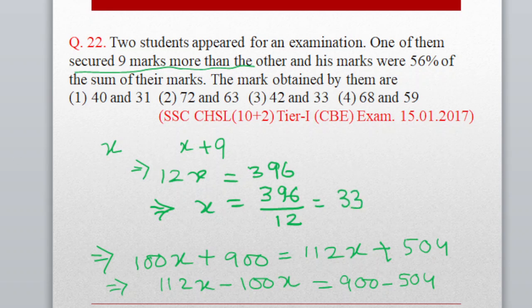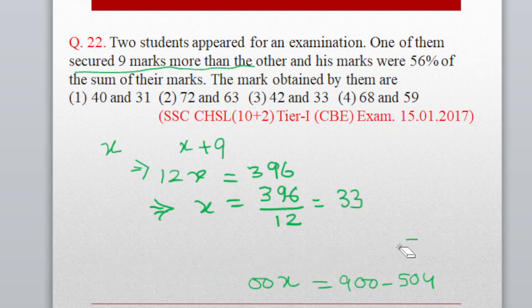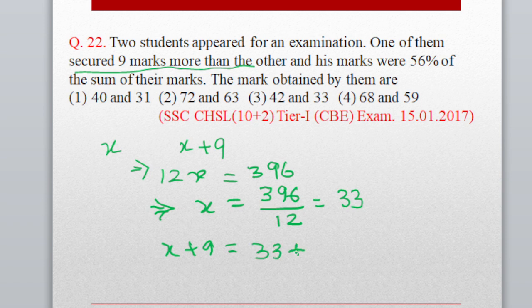Now one student is getting 33, so other student is getting 33 plus 9. So x plus 9, so 33 plus 9 that is equal to 42. That means option 3 is the right answer.